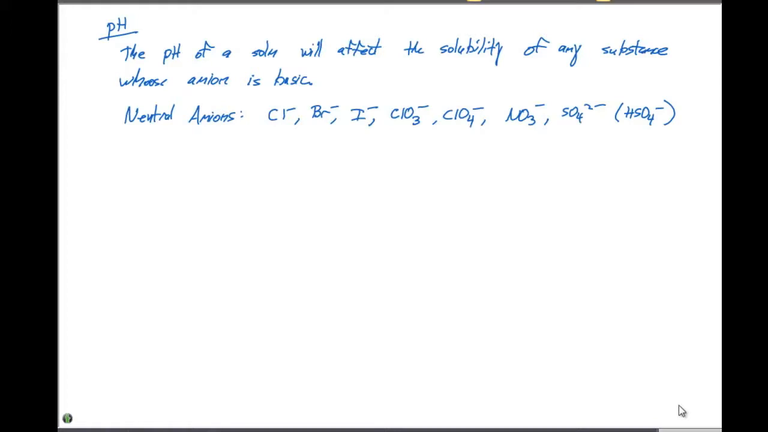So these are the neutral anions, and from this we can consider all other anions to be basic, because they're going to be the conjugate base of a weak acid.